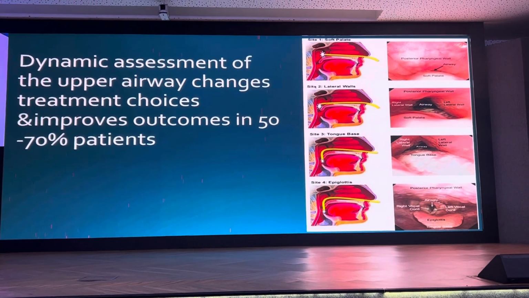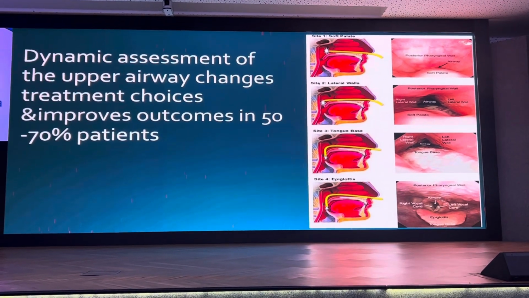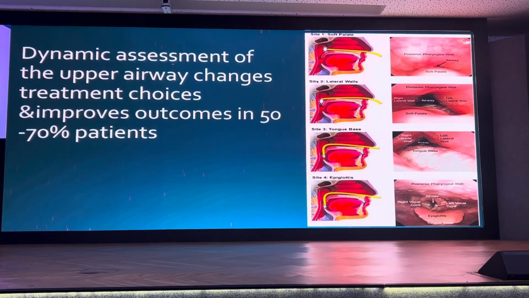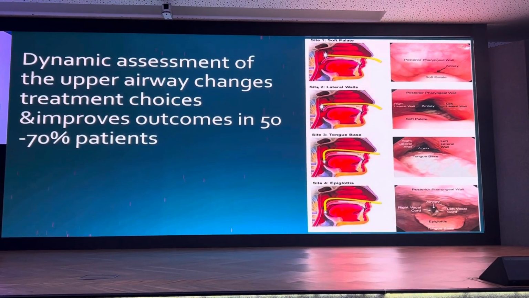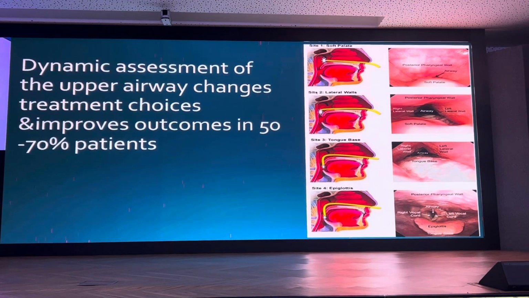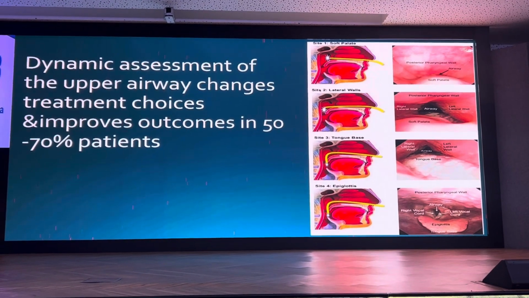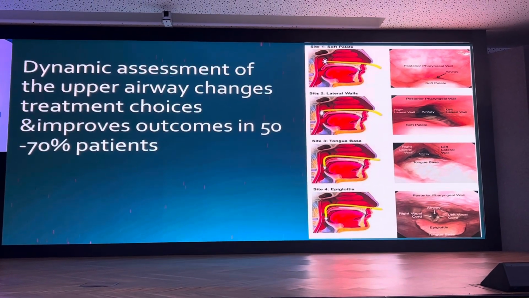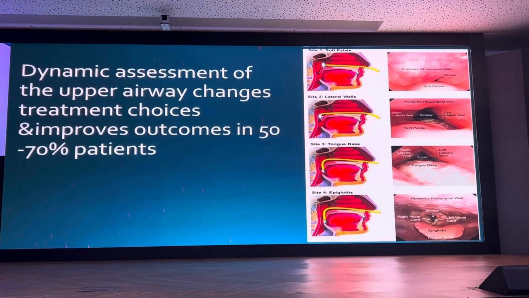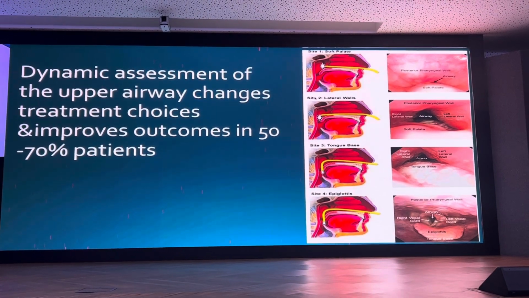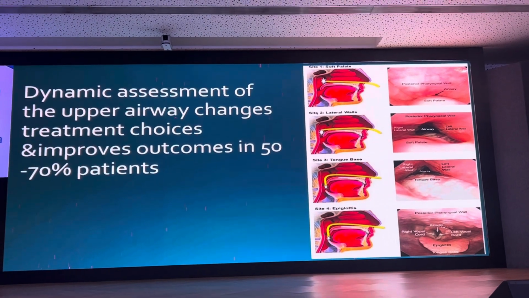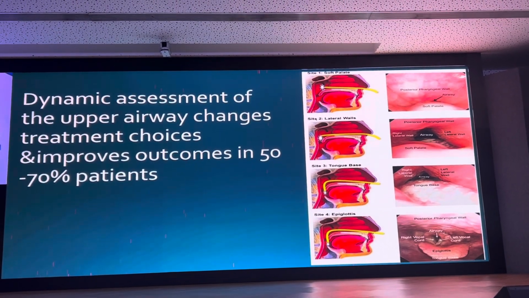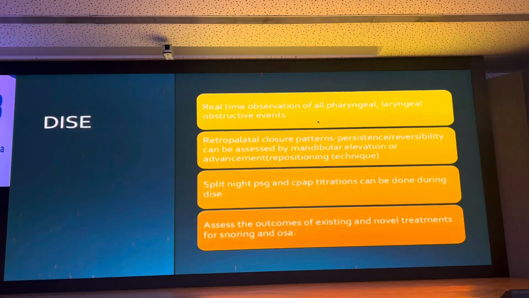So as we saw in the morning, 50 to 70% of the plan can change based on DISE findings. That's one of the most important things, dynamic assessment during sleep. It's more like a snapshot of the entire sleep cycle. We are pharmacologically inducing them to sleep, and we're just taking a snapshot. We won't be able to assess how the collapse is at different stages of sleep, because during different stages of sleep, the collapse pattern can be different.